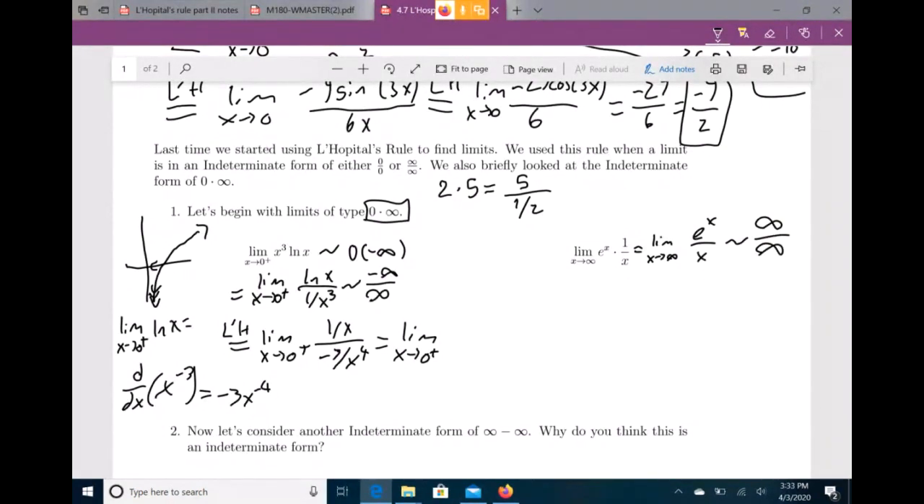Or you could just simplify this as a fraction, and this is the same thing as x cubed over negative 3. So that comes from just if I'm dividing two fractions like I'm doing here, the same thing as multiplying by the reciprocal. So now you can just plug in 0. So x cubed just goes to 0, and the denominator is just a constant. So this is just 0.